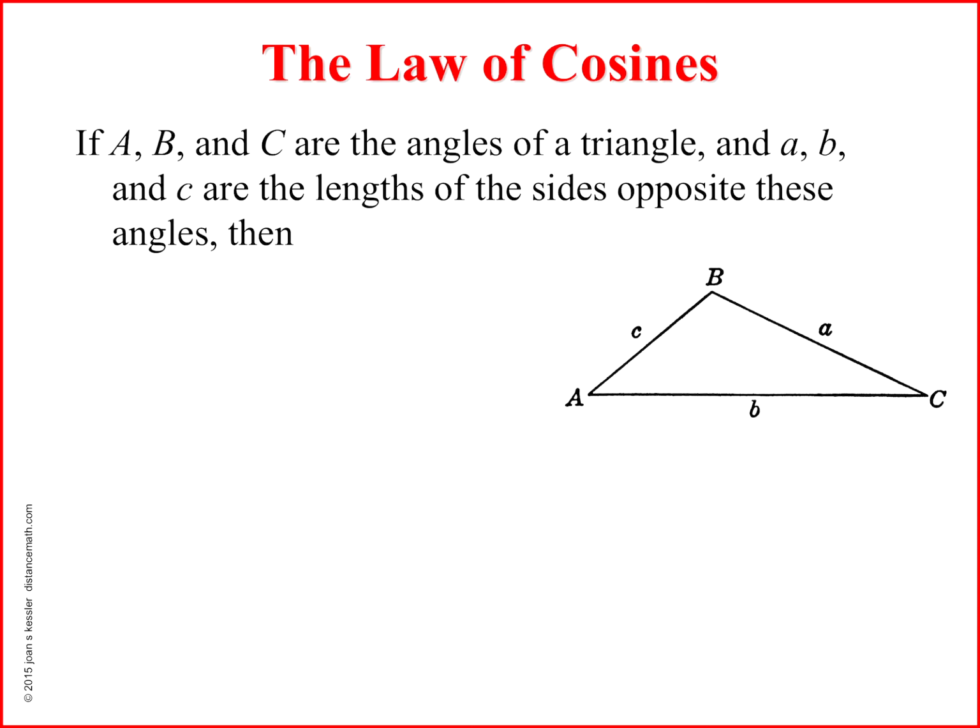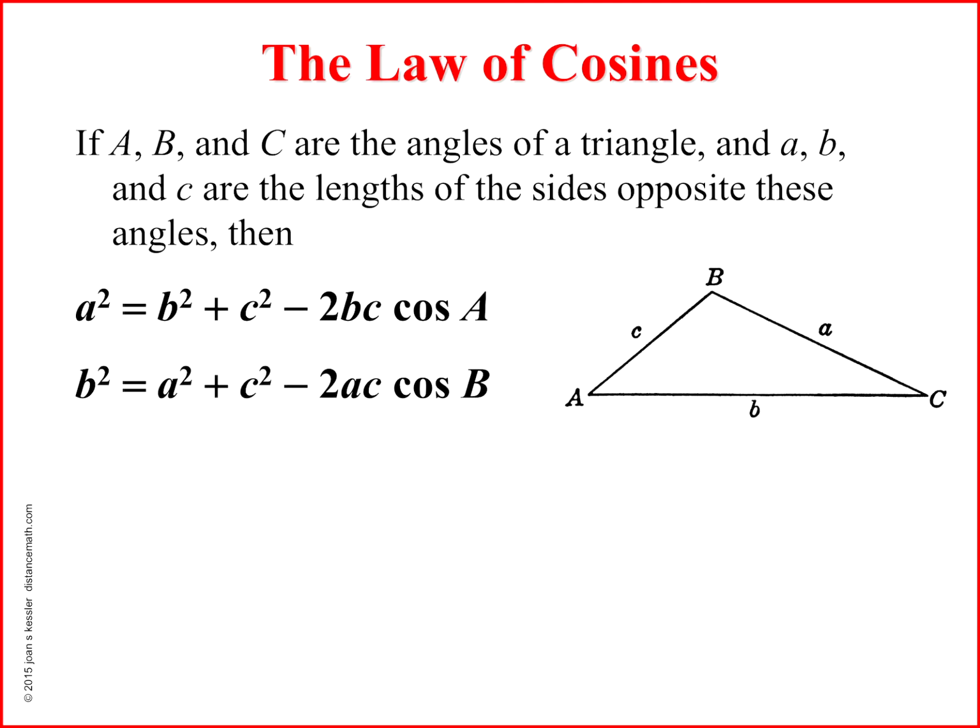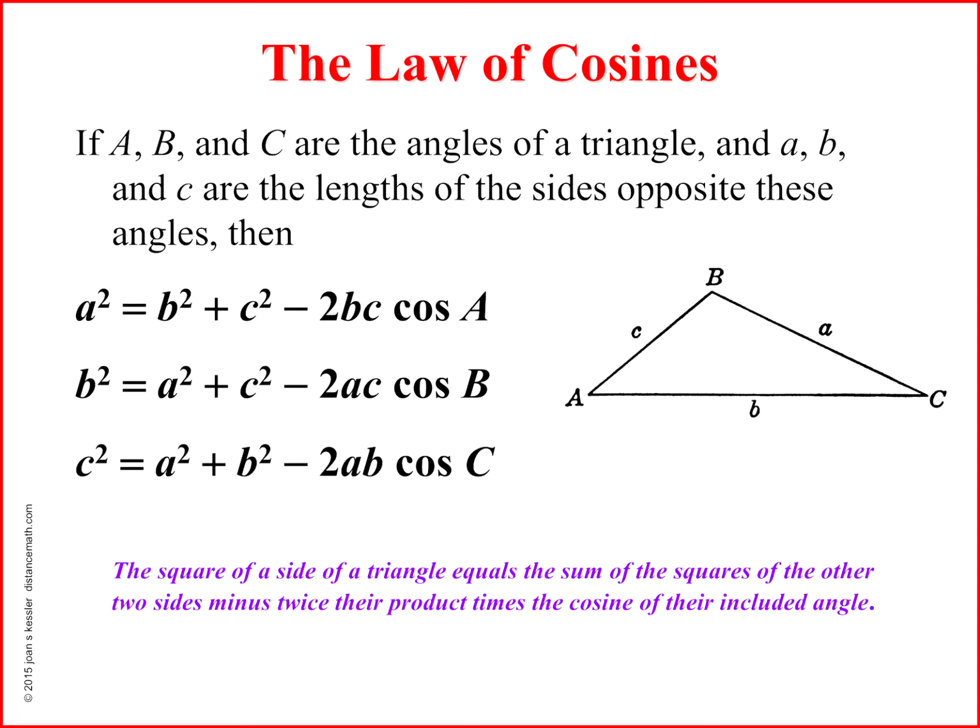So the law of cosines says that if we have our triangle with angles A, B, and C, and our side lengths are little a, b, and c, then we have a squared equals b squared plus c squared minus 2bc cosine A. B squared equals a squared plus c squared minus 2ac cosine B. So notice it's always the squares we're adding, and then subtracting twice their product times the cosine of the angle. Depending on what side we need to solve for, we can do this. So in words, it's always going to be the same thing depending on your sides.